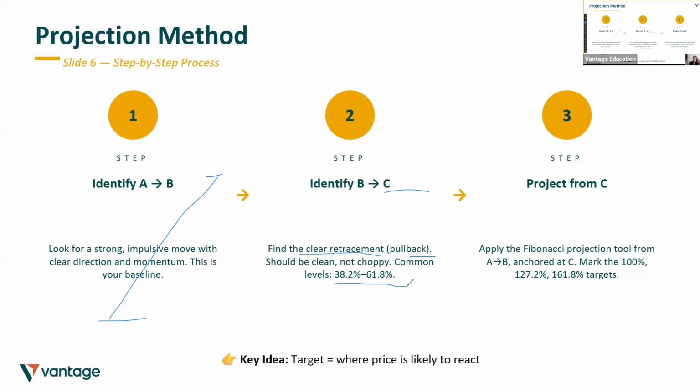Why don't we use 23.6? Because that one is just a small pullback. That's why you use 38.2 to 61.8%. But sometimes if there's a deep pullback, it's going to be 78.6%. After that, we have A, we have B, and then we identify C somewhere around here. Then you project using Fibonacci projection from A, B, to C, and mark to get the D point somewhere around here. 100% or 127 and 161.8 somewhere around there.